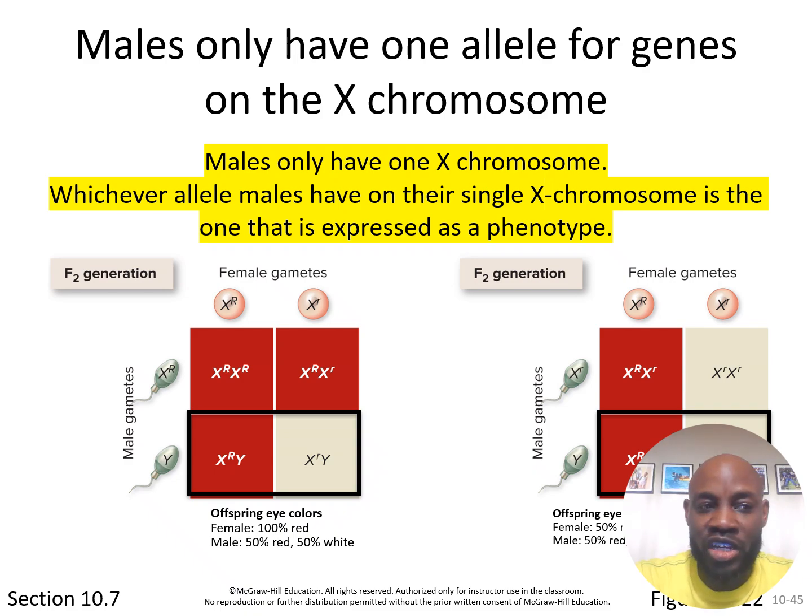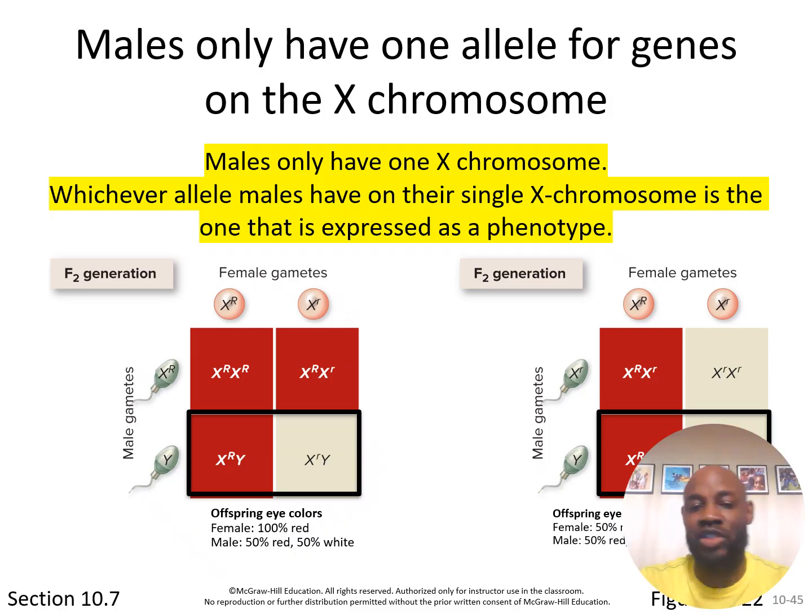Another thing that's interesting is when genes, remember genes are specific locations on the DNA that code for a specific protein, are on the X chromosome. Males only have 1 X chromosome. So whichever allele males have on their single X chromosome is the one that is expressed as a phenotype, because they only have 1.